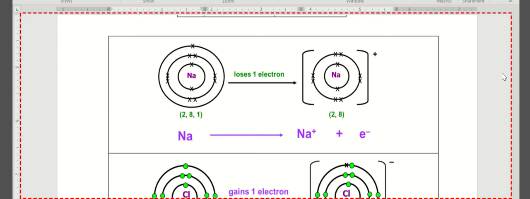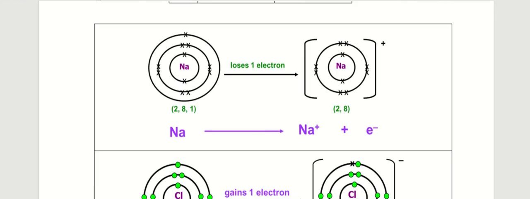Okay. So now we take a look at sodium losing its valence electron. When sodium loses its valence electron, suddenly it has one electron less, so it acquires a positive charge here. Notice that sodium has lost one electron and therefore it has become a positive ion or a cation. So when something loses an electron, it becomes a positive ion.